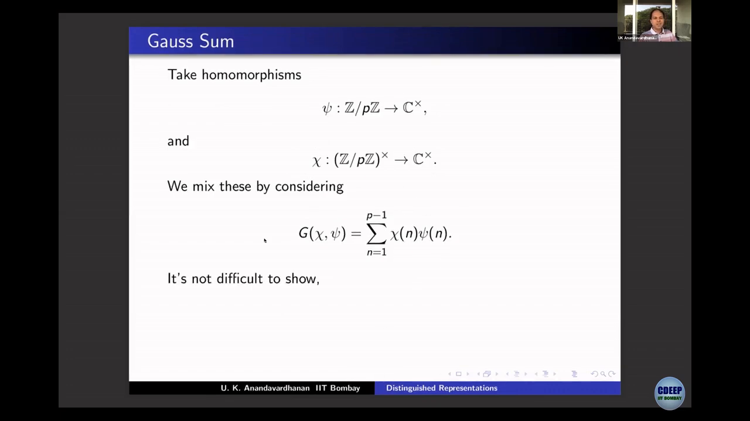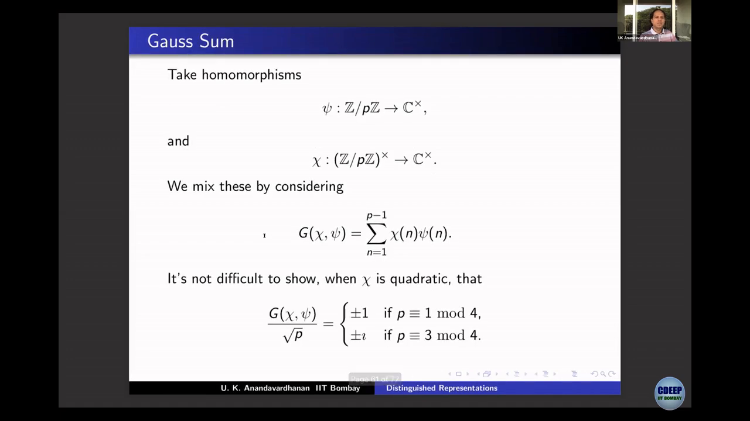And it's not difficult to show, when chi is of a particular type, that this particular quantity, what is called the Gauss sum, associated to Gauss. Gauss observed this in 1801. This is easy. This doesn't need Gauss. That it will be either plus or minus 1 in this regime, and plus or minus the square root of minus 1 in this regime.